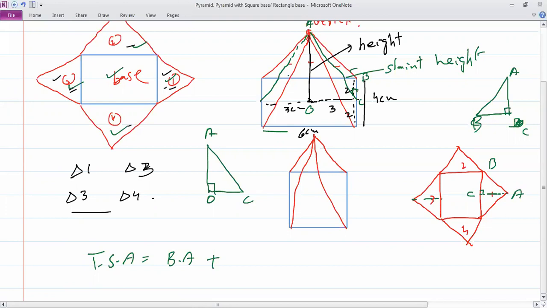Let me open this question, exam style questions, and then you will be able to see how we will do such questions about the pyramid. Just give me a minute.